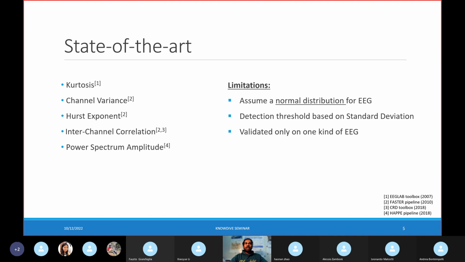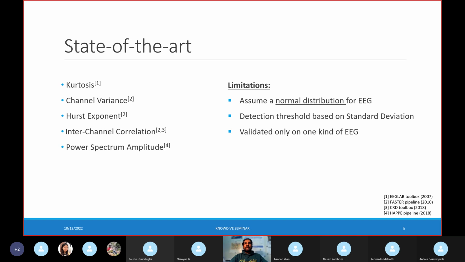First of all, these measures assume a normal distribution for EEG, which is not entirely true. Of course, it's true to some extent, but this sort of assumption can really deteriorate the detection rate. Secondly, after computing the measurements using each of these measures, the detection threshold is derived using a standard deviation metric, which can be sensitive to the outliers already present in the data.